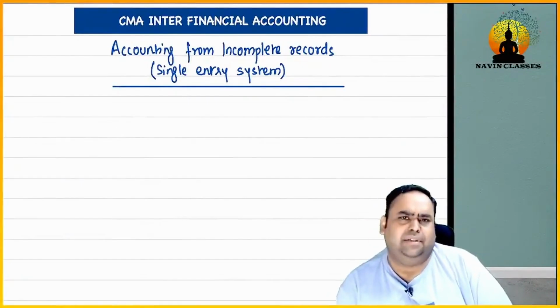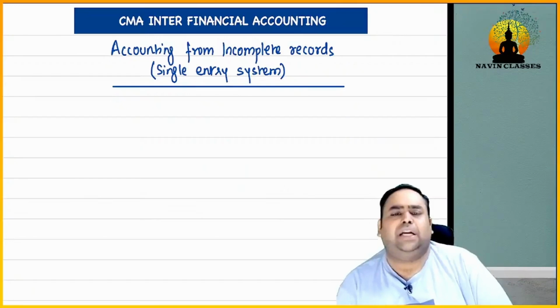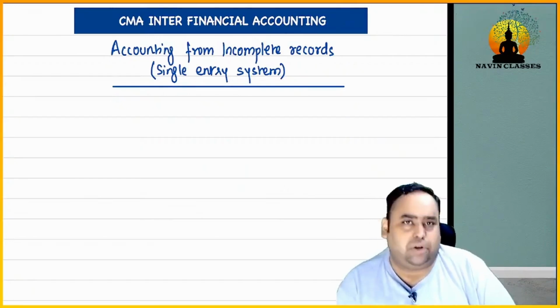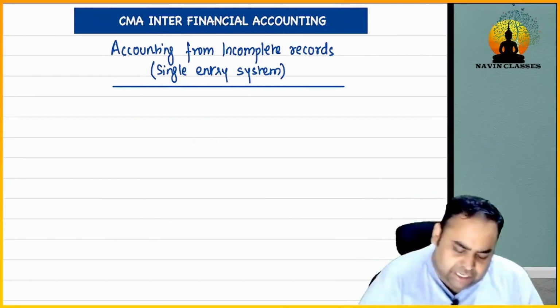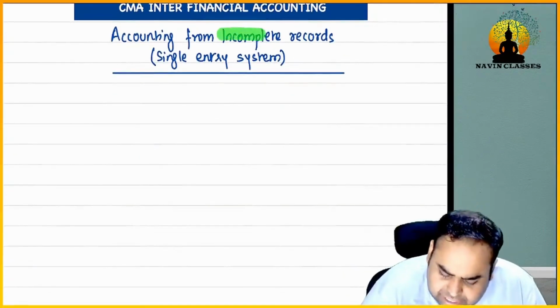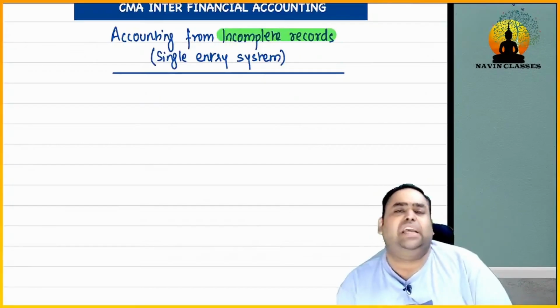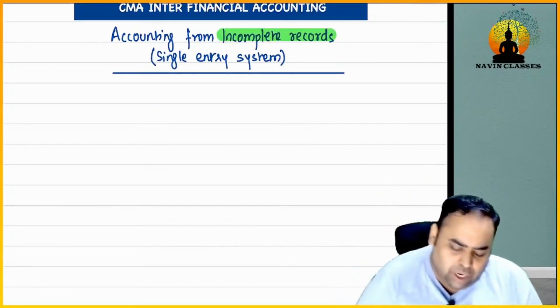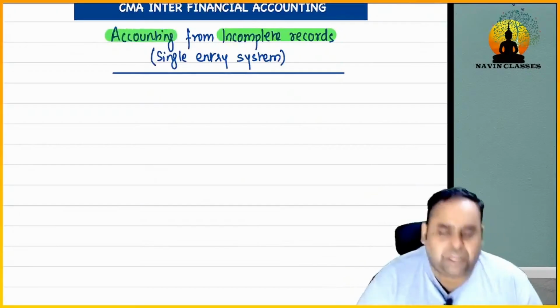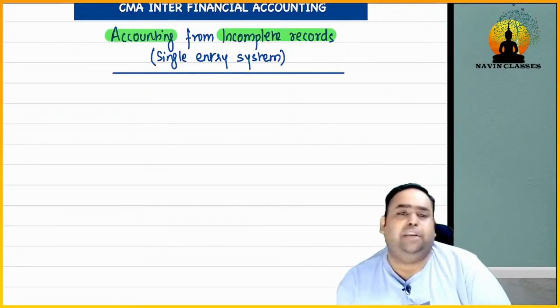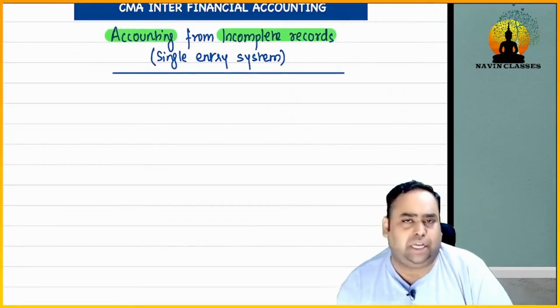What is all this? If you read the chapter name carefully, then it is accounting from incomplete records. Incomplete accounting records will be given to you. Then from the incomplete information about the business that will be given to you, you have to do the accounting and then prepare final accounts. Pay attention, this is the important point and main point of this whole chapter.